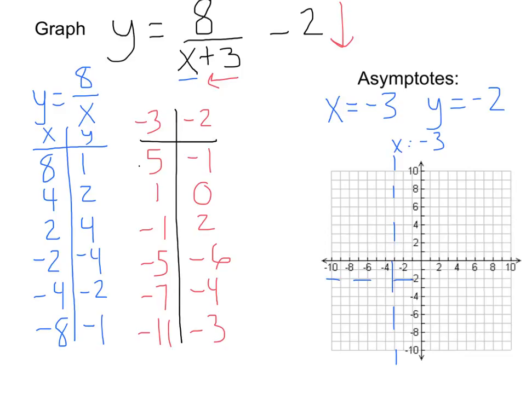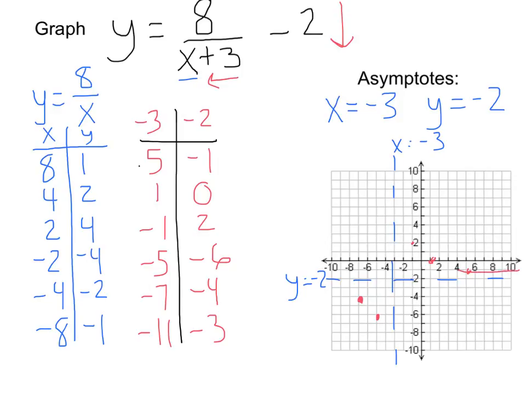And the horizontal asymptote at y equals -2. Then I'm going to go through and plot my points. -5, 1... -1, 0... 5, -1... -5, -6... -7, -4... and 11, -3 is not going to fit on my graph, so I'm going to leave it off.